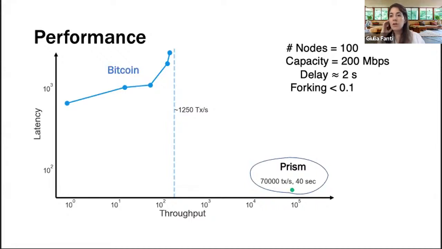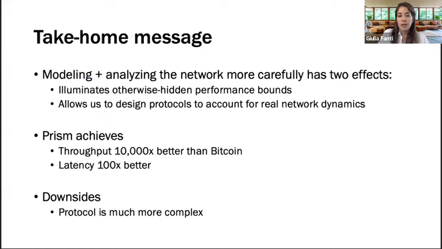Okay, and these gains are not just theoretical either. So we implemented Prism in Rust, and this figure shows the performance benefits as we move from Bitcoin to Prism. So here we see the trade-off curve as we change the mining rate for Bitcoin. We see that as we increase our mining rate, our throughput gets better, but at the expense of latency, because we need to preserve the same security level. Whereas Prism is giving us much higher throughput and much lower latency. So in particular, we're getting 10,000x better throughput than Bitcoin, and latency that's over 100x better than Bitcoin.